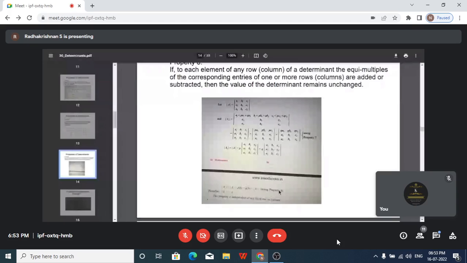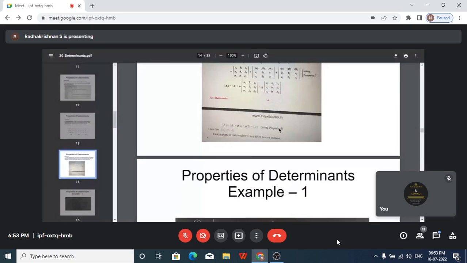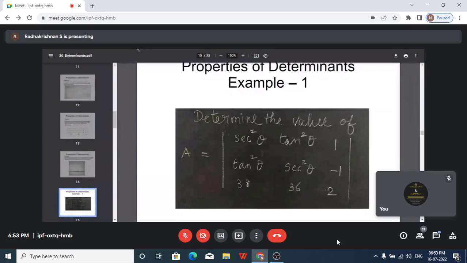Okay. So, how are the properties of determinants going to help us in determining the value of determinants? We'll see some examples now. Because this is your problem: determine the value of the determinant with rows secant square theta, tan square theta, 1; tan square theta, secant square theta, minus 1; 38, 36, 2.